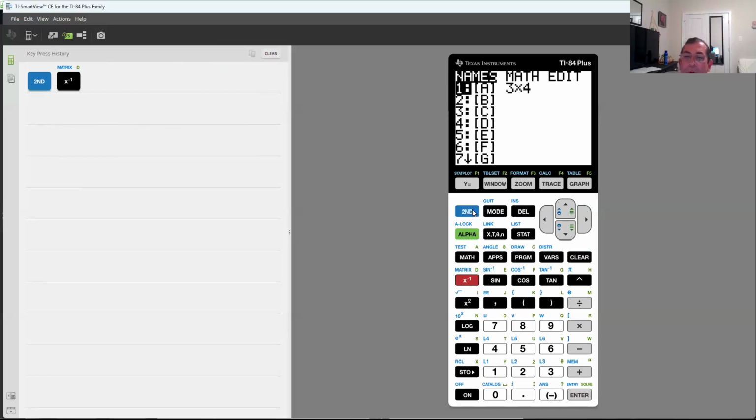Okay, so they're on the left side, the blue button and then the x-1 button. That's going to bring up this names, math, and edit. Well, since we're putting in a matrix, we're going to go over to edit and hit enter.